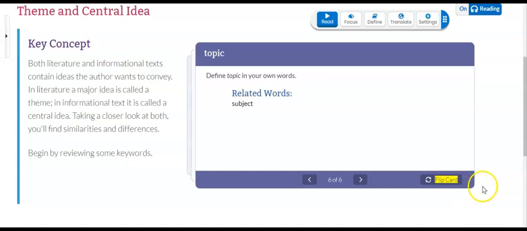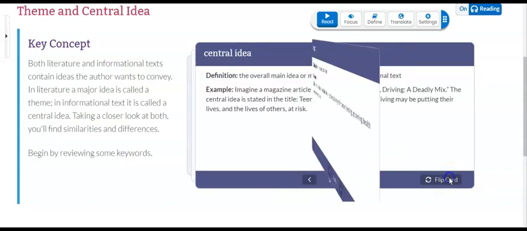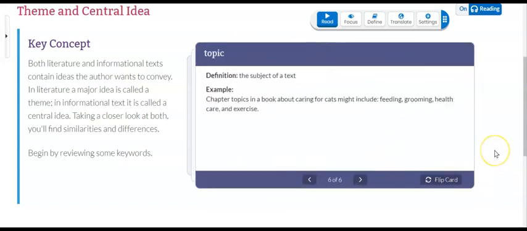Topic. Subject. Example. Chapter topics in a book about caring for cats might include feeding, grooming, healthcare, and exercise.